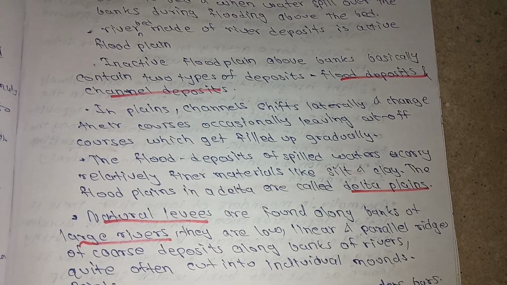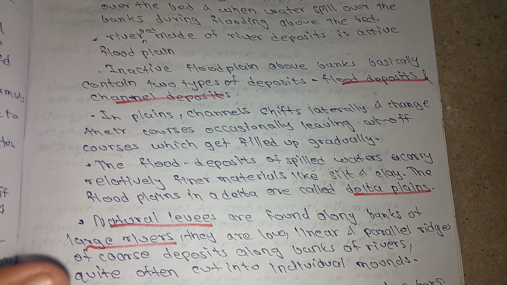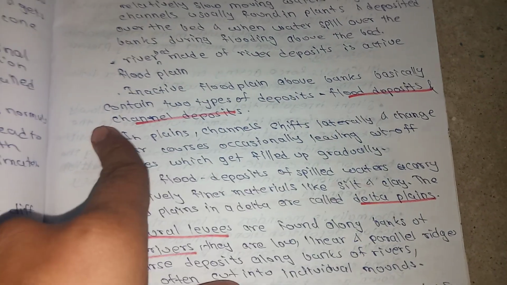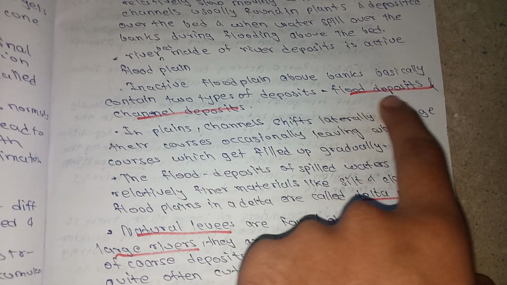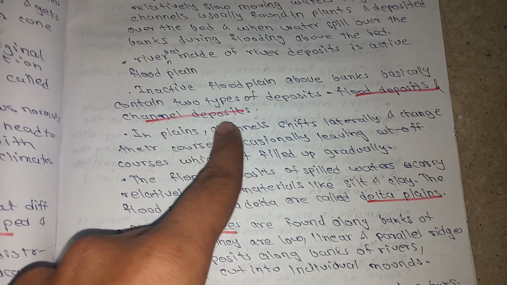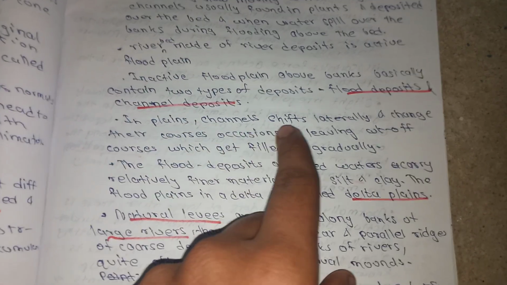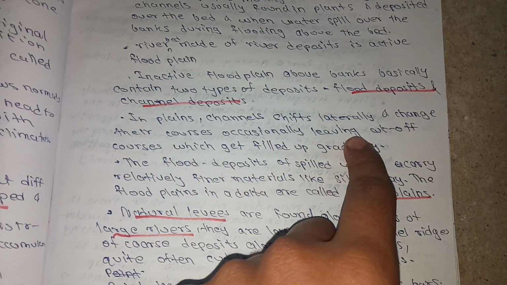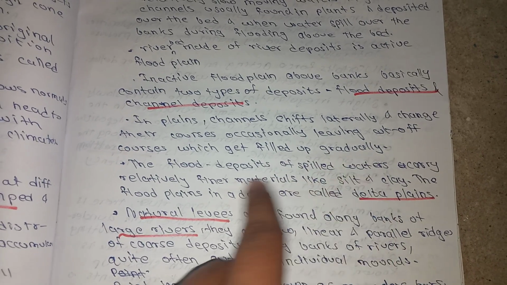So today we will study about floodplains, natural levees and point bars. In an active floodplain, the area above the banks basically contains two types of deposits, which are flood deposits and channel deposits. In plains, channels shift laterally and change their courses, occasionally leaving cut-off courses which get filled up gradually.